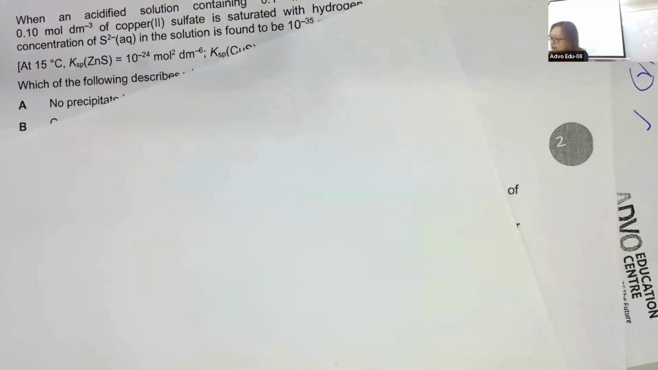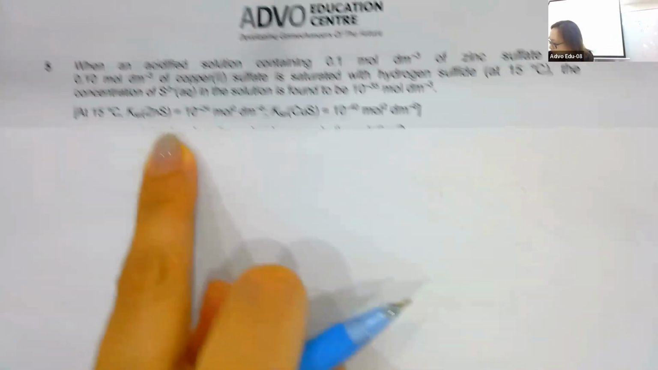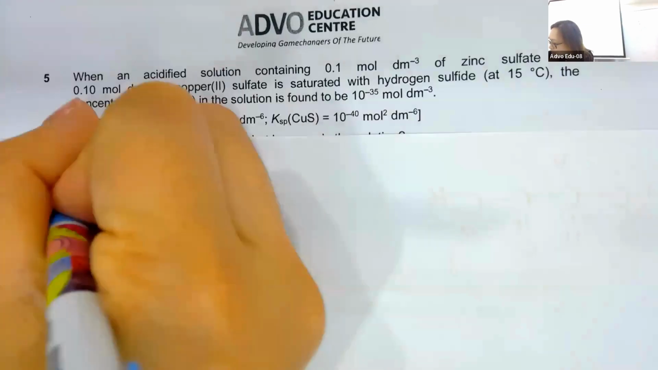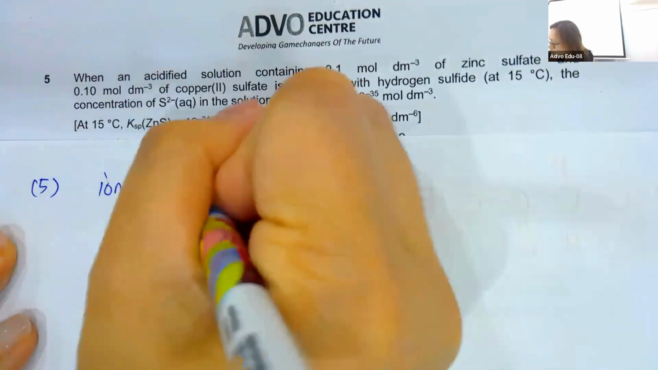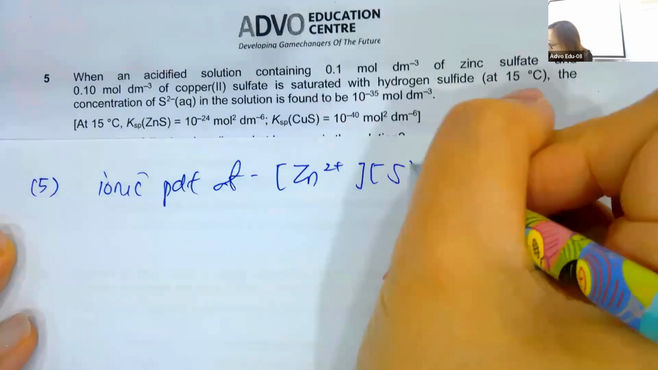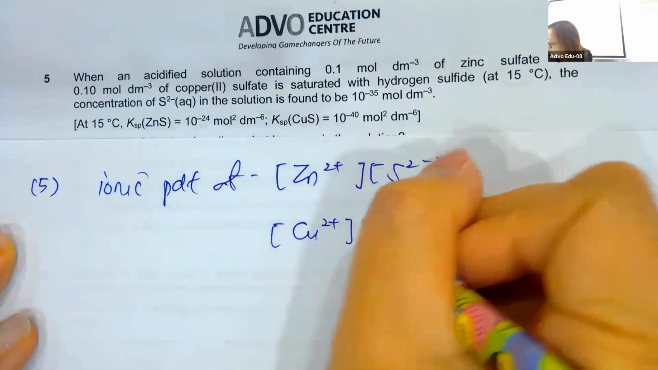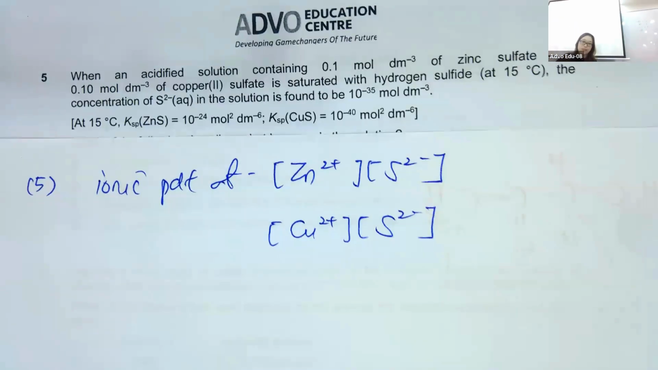Okay, you look at your KSP itself. We have zinc, ZnS, and then this one, right? So which means that you're supposed to calculate the ionic product of Zn2+ times S2-, as well as Cu2+ and S2-, right? Based on the KSP, right?